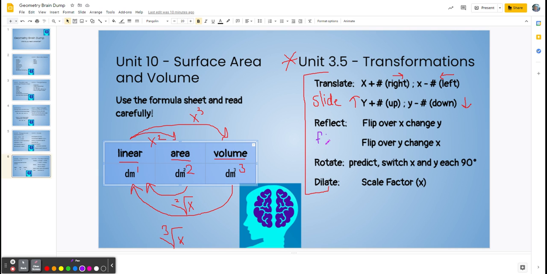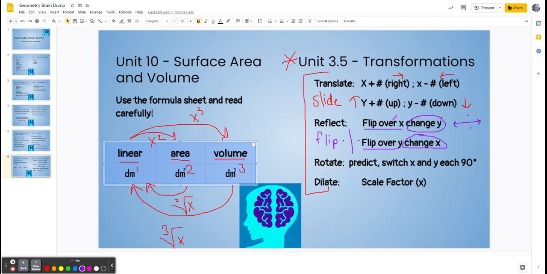Reflections, or flips. If you flip over the x-axis, so if my x-axis goes this way, I'm changing the y. If you flip over the x-axis, you change the sign of the y because it's moving up and down. If you're flipping over the y-axis, you change the x. It's flipping side to side.